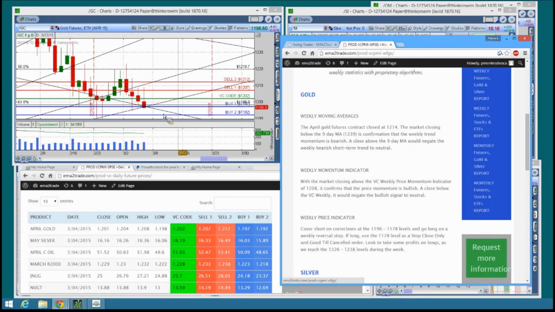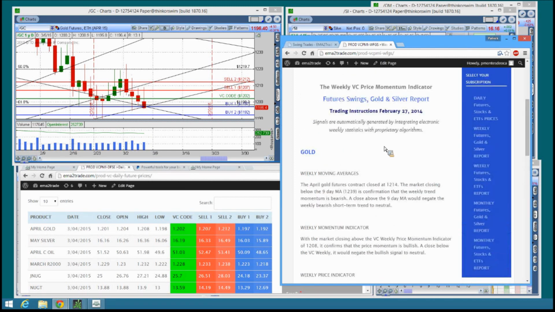On the top left, you have the gold chart. This is the daily contract for April gold, and below that we have the daily algorithms, which we'll get into and show you how we use the daily algorithms along with the weekly algorithms, which is this commentary that was published on February 27th, and basically how we use this intelligence to identify trading opportunities.